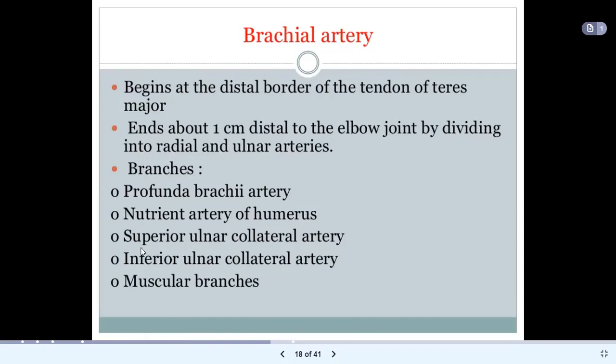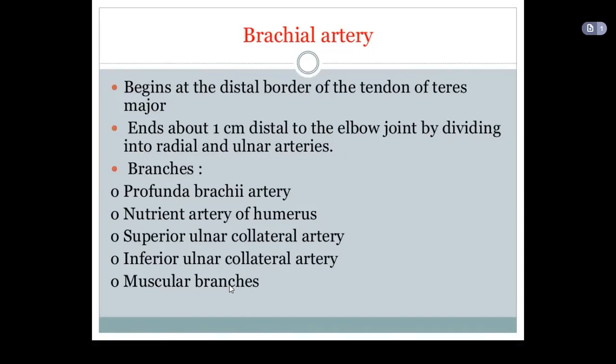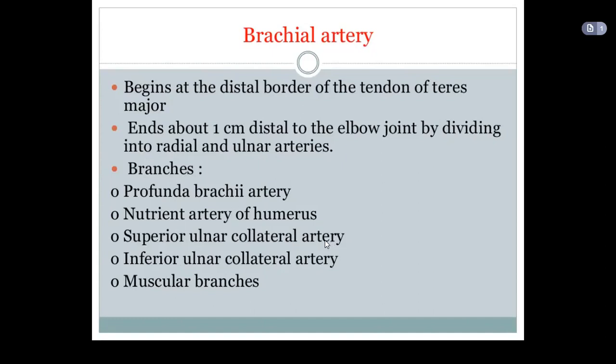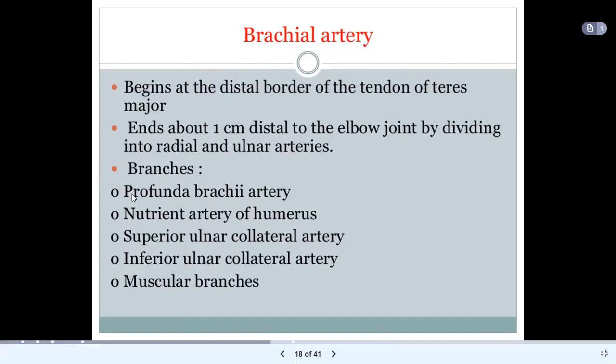And then we'll have the superior ulnar collateral artery, the inferior ulnar collateral artery, and then it gives off some muscular branches. Later, you will find that there is an anastomosis at the elbow joint, and this superior ulnar collateral artery and inferior ulnar collateral artery are part of that anastomosis when we look at the anastomosis of the elbow joint in the future. So the main branches of the brachial artery: profunda brachii, nutrient artery, superior ulnar, inferior ulnar, and then muscular branches.